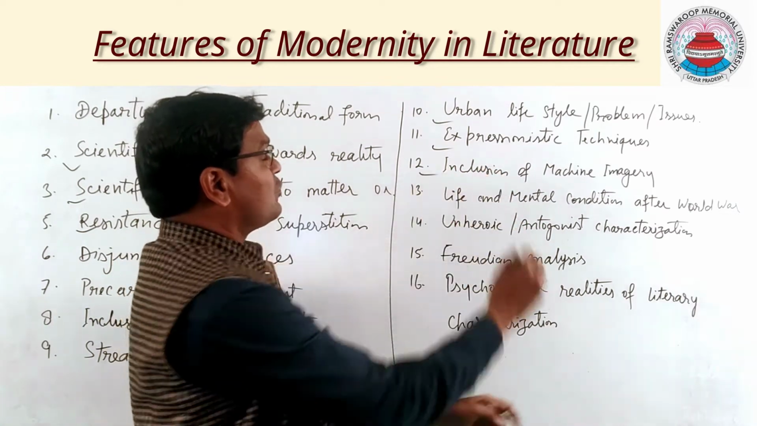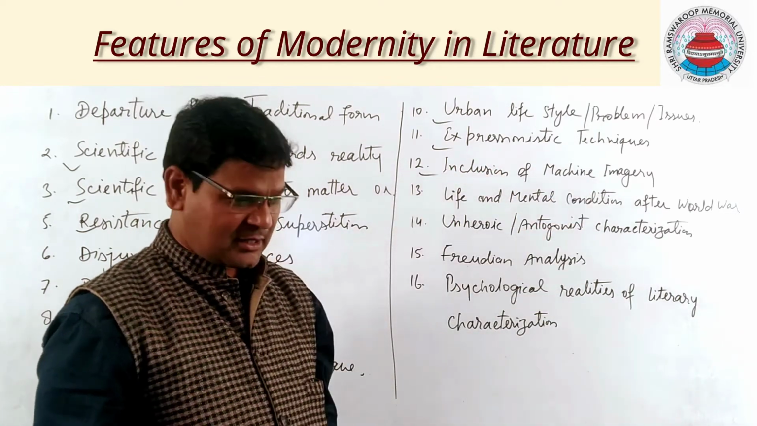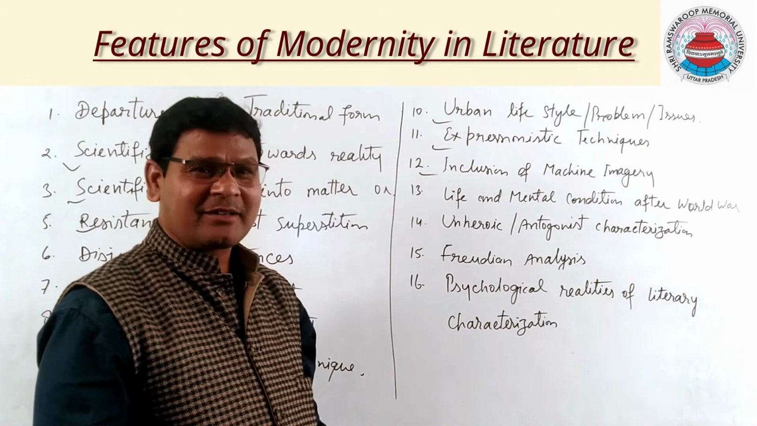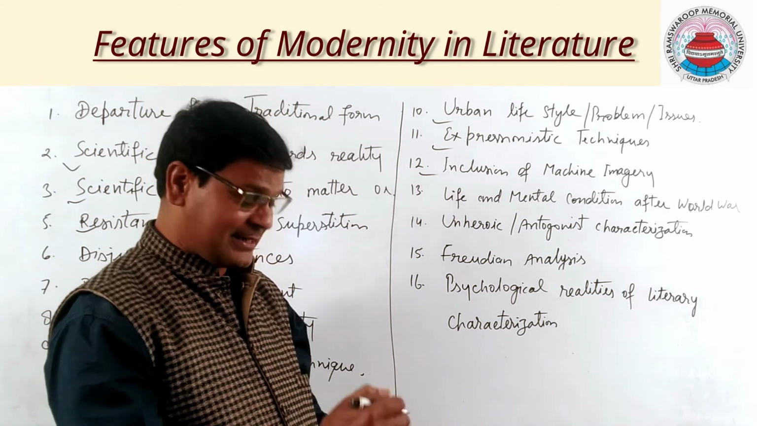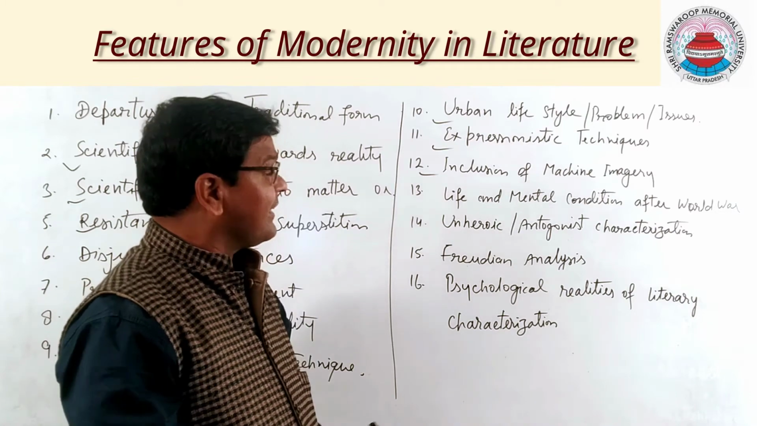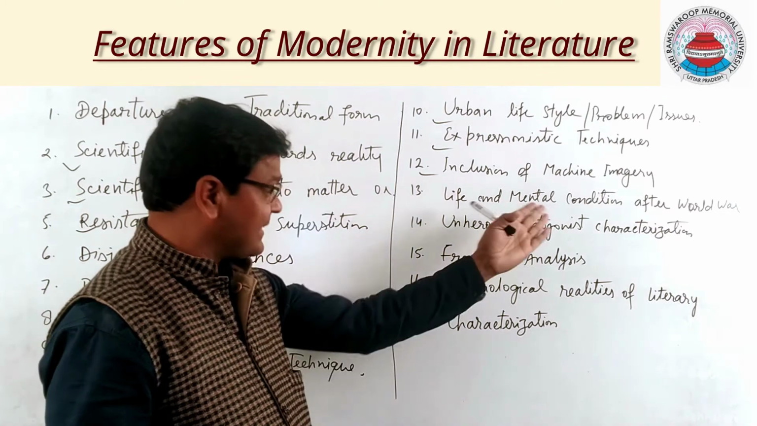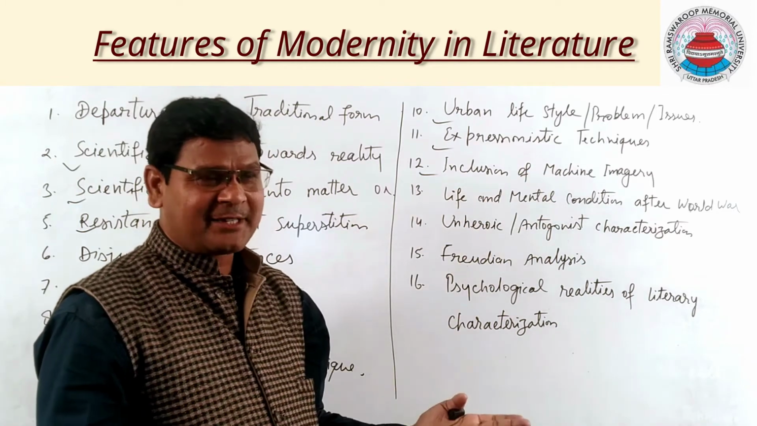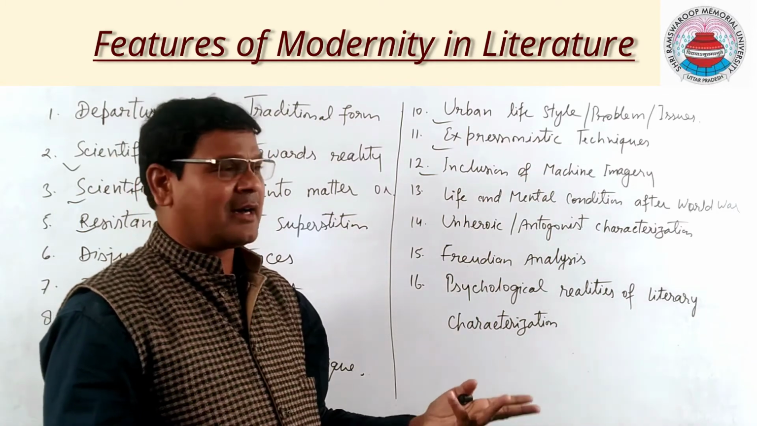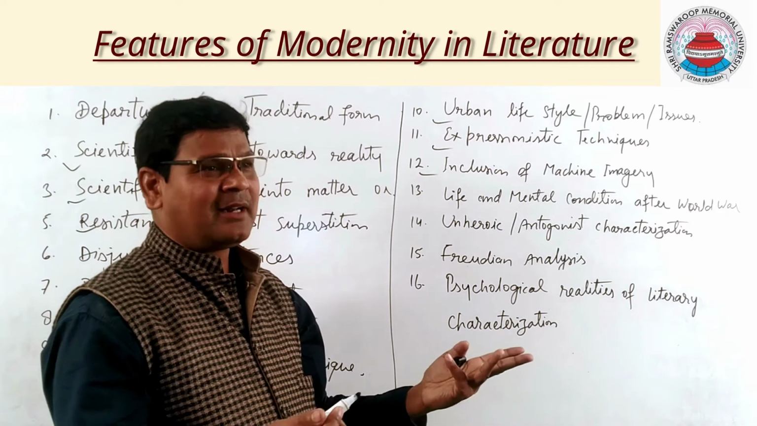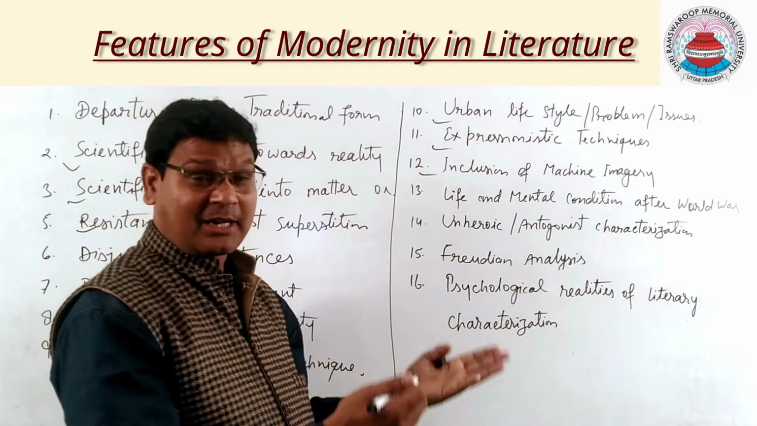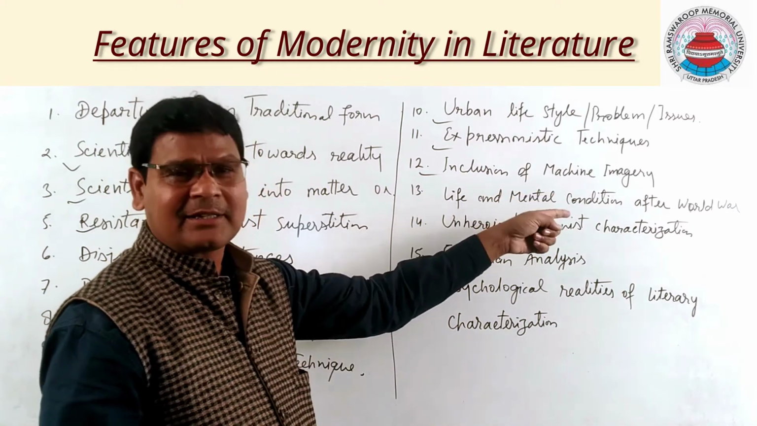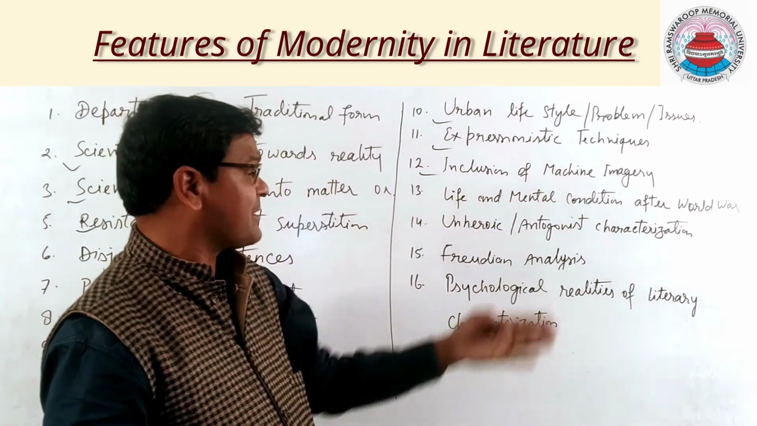Next feature is inclusion of machine imagery. The modern age is the age of machine and technology. And man is using, not only using, he is affected and he is addicted also. So in his life, the machines play a vital role. So in modern text, you will find the inclusion of car, machinery, mobile, motor, truck, all these things. Every text has some or other symbols or inclusion of such images.